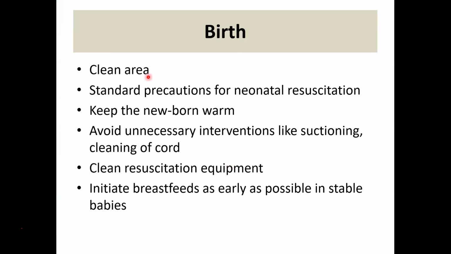So at birth, we discussed now clean area, visitation, equipment should be kept sterile, keep the newborn receiving corner warm. So whenever you go to receive a baby, make sure that the room temperature is 26 to 28 degrees Celsius. Avoid unnecessary interventions and initiate breastfeeds as soon as possible for all stable infants.